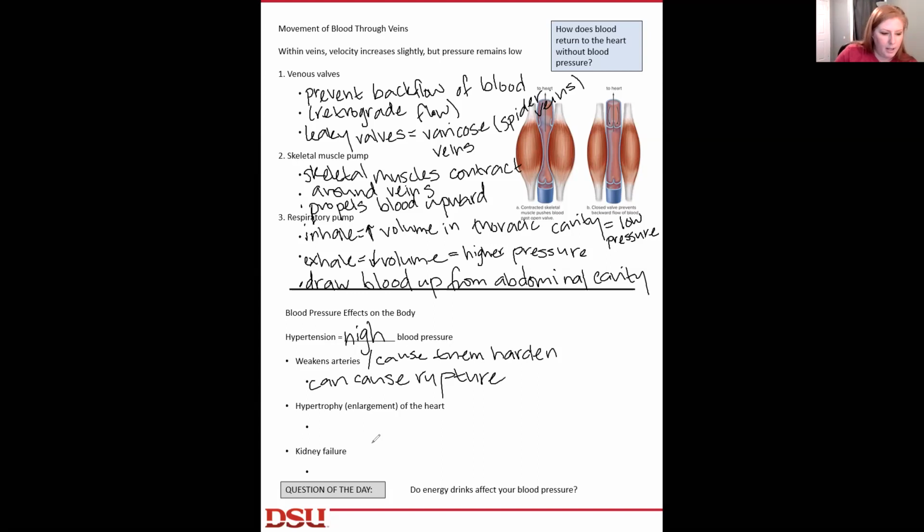Okay, so then we have enlargement of the heart. This is where the heart is pumping harder in an attempt to get the blood through the vessels. So it's just not pumping efficiently. So it just gets bigger to try to put more muscle behind it. Maybe then it can get all the blood through.